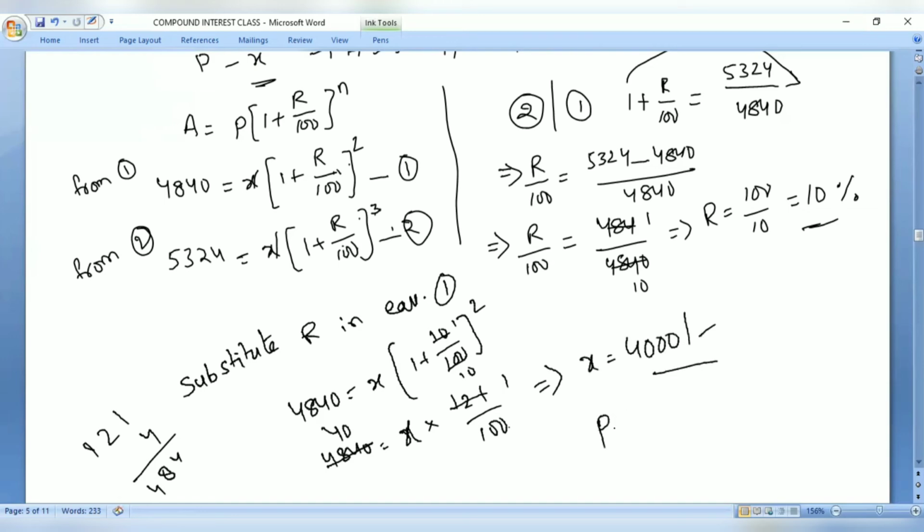So the principal that we know is 4,000 rupees. This 4,000 rupees on investment will become 4,840 in 2 years and 5,324 in 3 years with compound interest. Okay. So this is how we solve this question. Now let us move on to the next question.